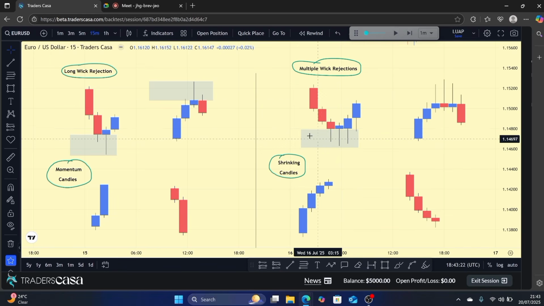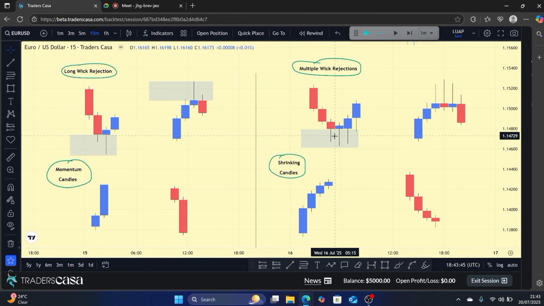So this means that the fight between the buyers and sellers was very intense in this case, but then the buyers won. These multiple rejections signified that the price was interested in pushing down, but the buyers' strength overweighed the sellers, and you can see price ultimately made this.